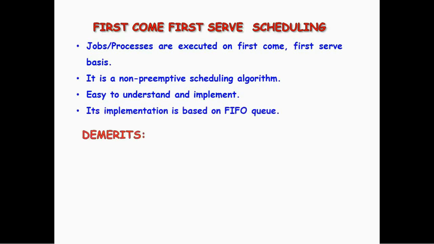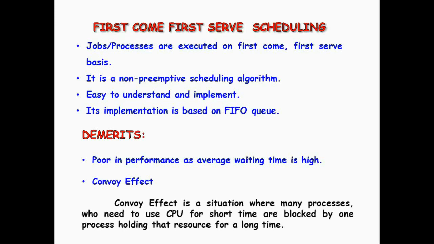Coming to the demerits, it has poor performance because average waiting time is usually high. One more demerit is the convoy effect. Convoy effect is a situation where many processes who need to use the CPU for a short time are blocked by one single process holding that resource for a long time. So this is known as convoy effect. Usually convoy effect can be removed by executing processes with lower burst time first, and this can be visualized in the next algorithm called shortest job first.